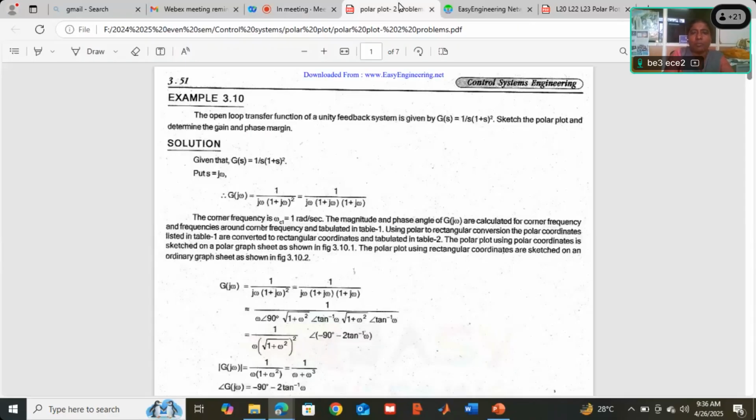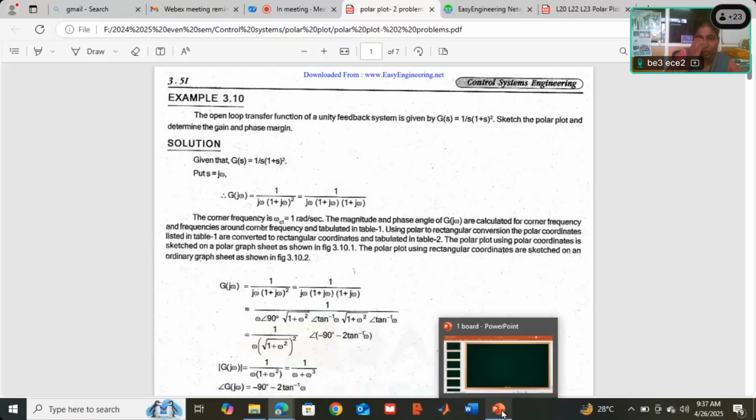Now this is the problem I am taking over polar plot, the first problem. You can see the given question is 1 by s into 1 plus s square. If you see in this transfer function, the number of poles at the origin is 1, and the total power of s in the denominator is 3. So now the type number is 1 and the order is 3.